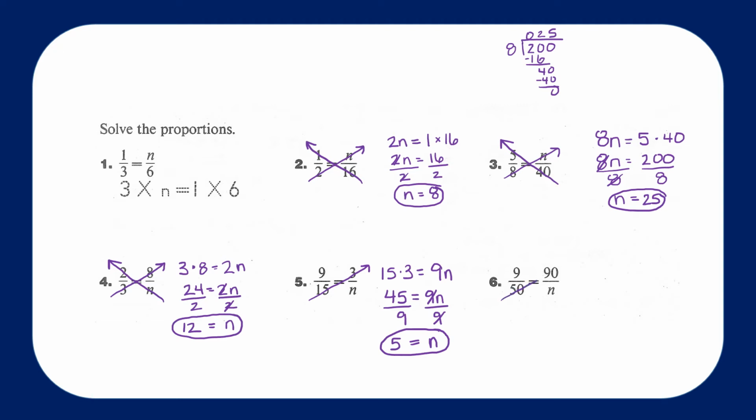Number 6. 50 times 90 equals 9 times n. 50 times 90, 5 times 9 is 45, and then I'm just going to add the 2 zeros. So that's my mental math. Equals 9n. I'm going to divide by 9, divide by 9. 9 goes into 45 5 times, and then I have my 2 zeros. Equals, cancels out, n. So n equals 500.